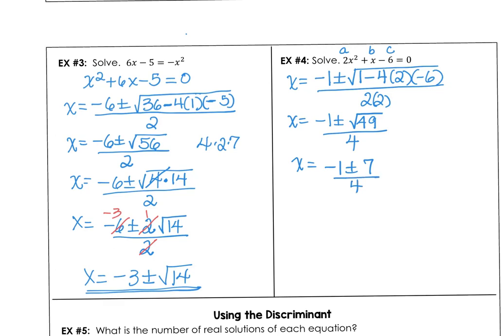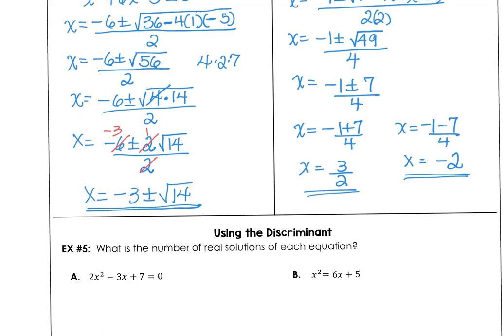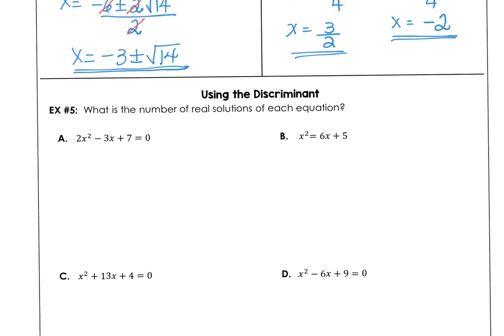So we have 2 different values to simplify. Either negative 1 plus 7 divided by 4, or negative 1 minus 7 divided by 4. This one turns out to be 6 divided by 4, so 1.5. And this one turns out to be negative 8 divided by 4, and that gives us negative 2. So 2 real solutions, since the discriminant was a perfect square, a positive number.